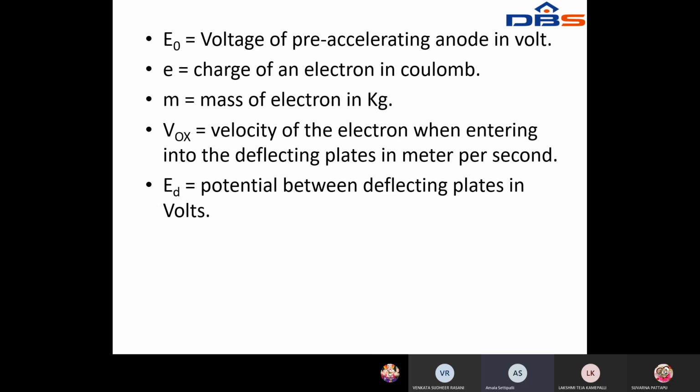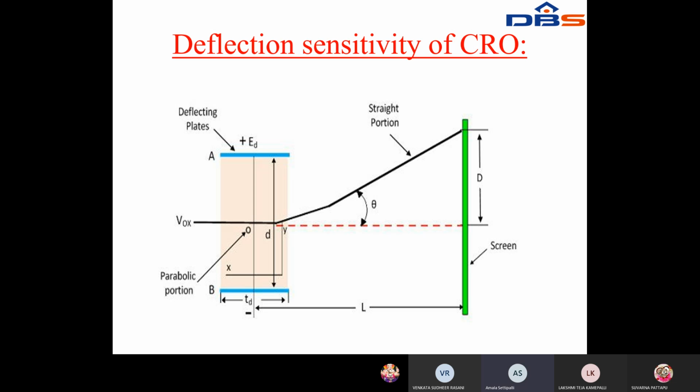That means from the electron gun, the electron beam is released, which is nothing but a composition of electrons. So you can mention E0 equals voltage of pre-accelerating anode in volts, E equals charge of an electron in coulombs, M equals mass of electron in kg, Vox equals velocity of the electron when entering the deflecting plates in meters per second, and Ed equals potential between deflecting plates in volts.